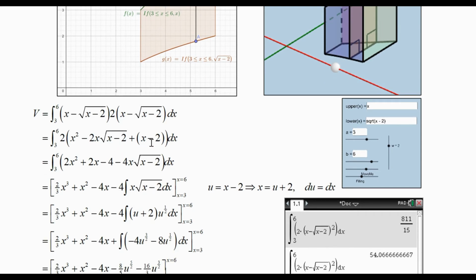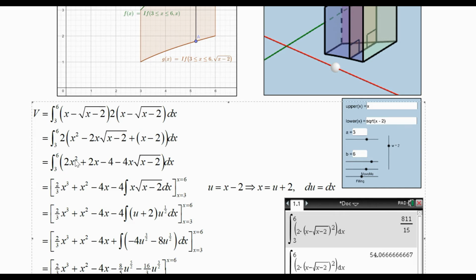I'm going to bring the polynomial part in the front, put the square root at the back, and distribute the 2. So I get 2x squared plus 2x minus 4, and then minus 4x times the square root of x minus 2. And then I can go ahead and do the integral, at least of the polynomial part.